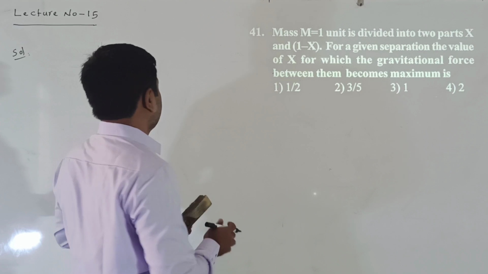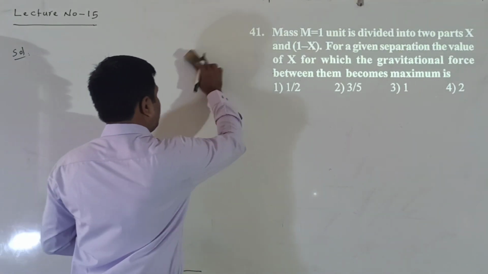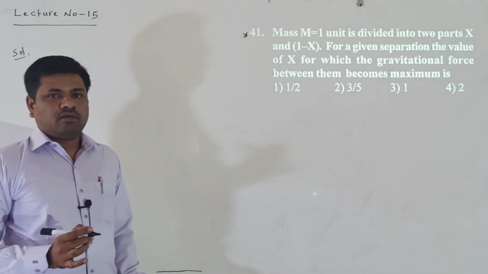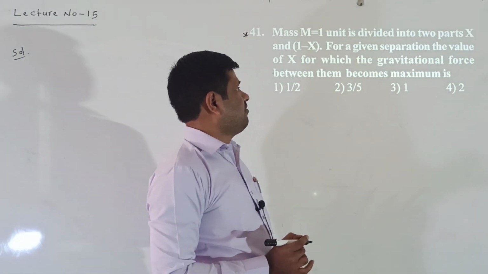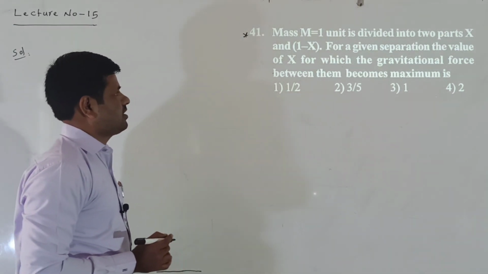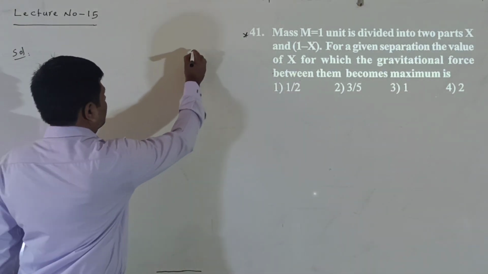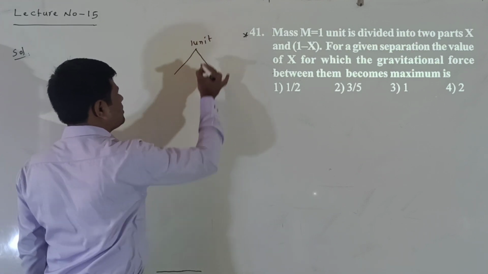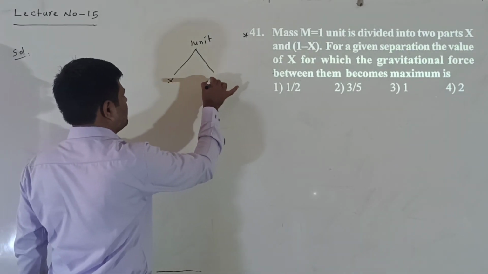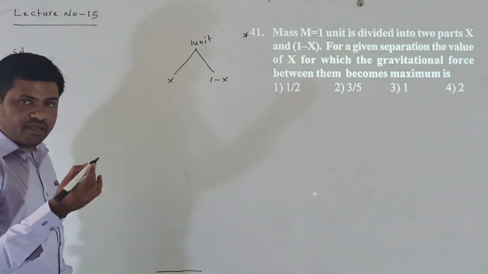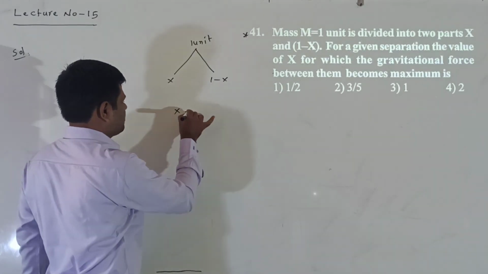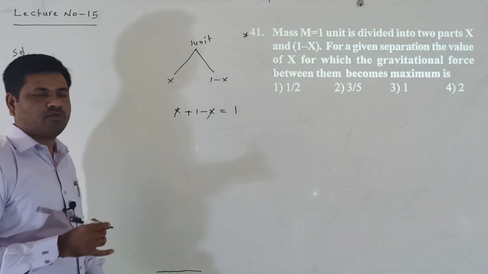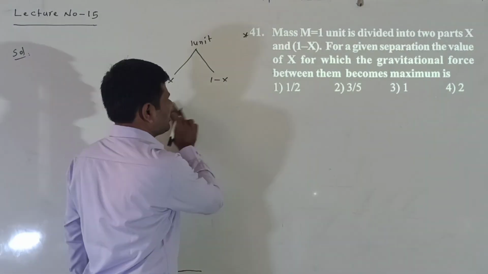Question number 41. This model is very important here. Right, m is equal to 1 unit, divided into two parts, x and 1 minus x. The first mass is 1 unit, divided into two parts, one is x, another is 1 minus x. Add them and we again get 1 unit: x plus 1 minus x, x cancels, equal to 1. So it is divided into two parts, x and 1 minus x.